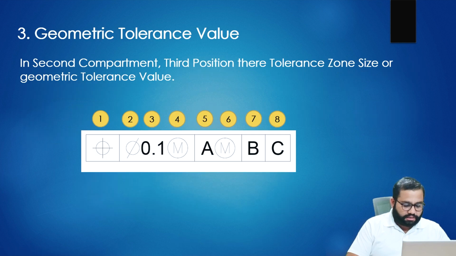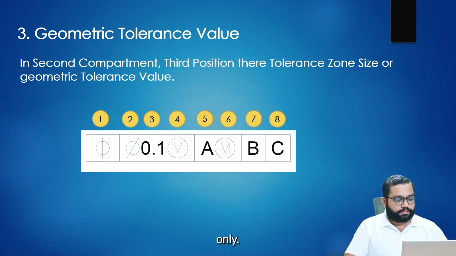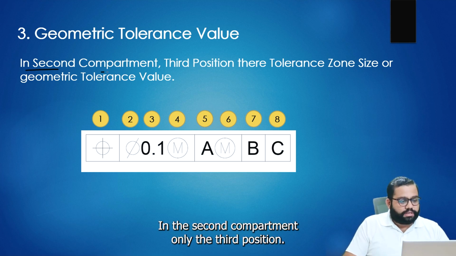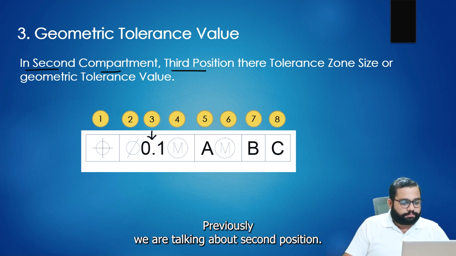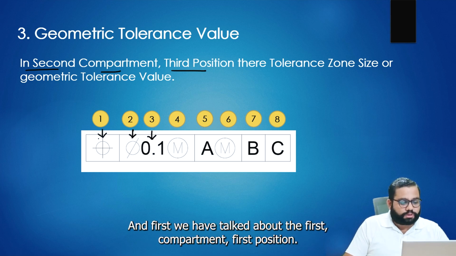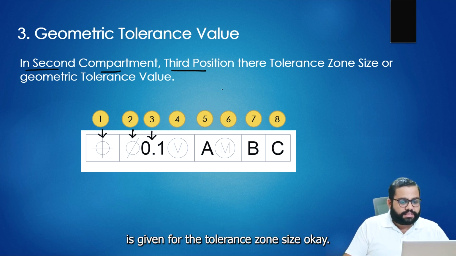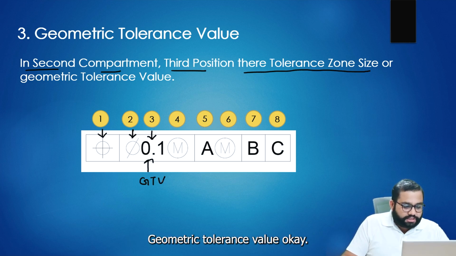You can see that in the second compartment only, the third position, so this is the third position. Previously we talked about the second position, and first we talked about the first compartment, first position. So in the second compartment, the third position is given for the tolerance zone size. This is the geometric tolerance value.